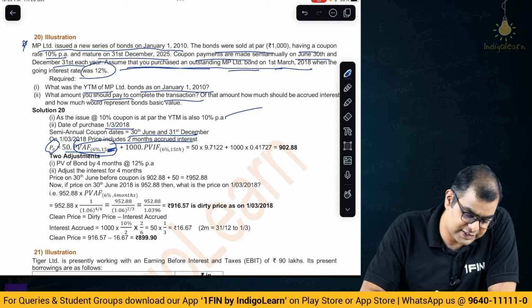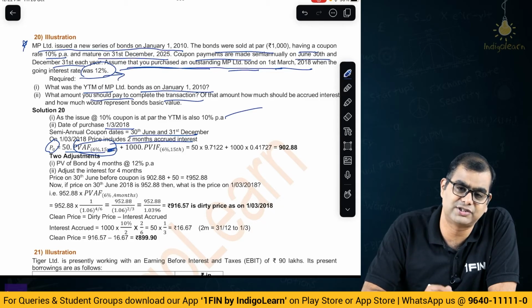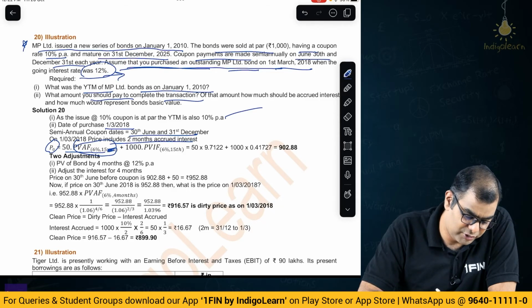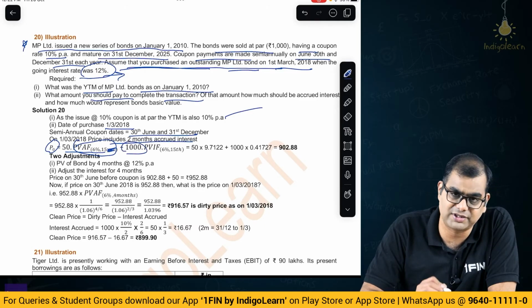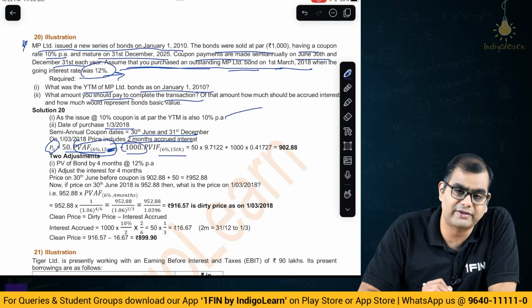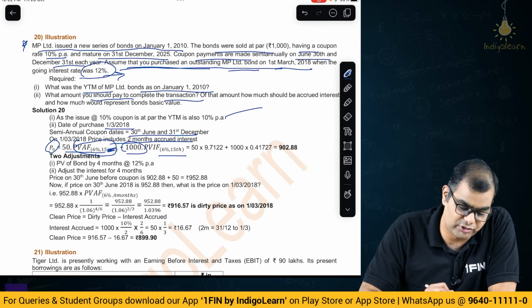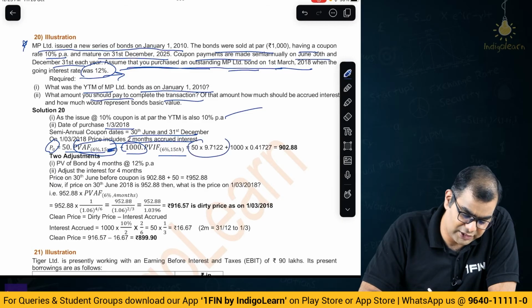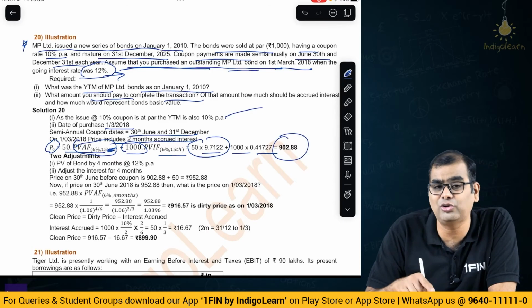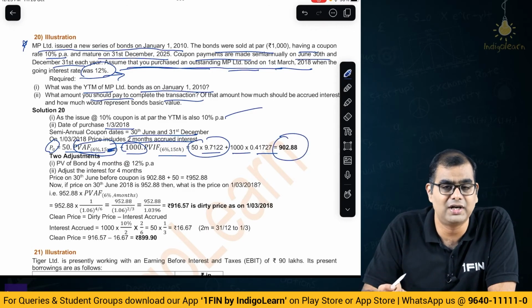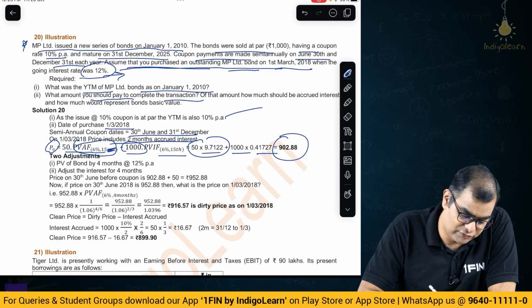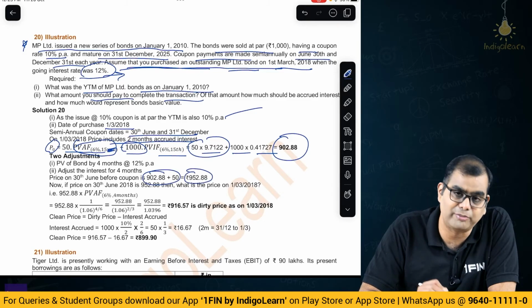So, you take it at 6%, because the current annualized yield is 12, so the half yearly yield is 6. You compute the present value at 6% for 15 periods, and multiply 1000, the redemption value, by the 6% present value factor for the 15th period. So, you get 50 into 9.712 plus 1000 into 0.417, which is 902, but this 902 is after payment of the coupon. To that you add the value of the coupon, which is 50, so you make it 952.